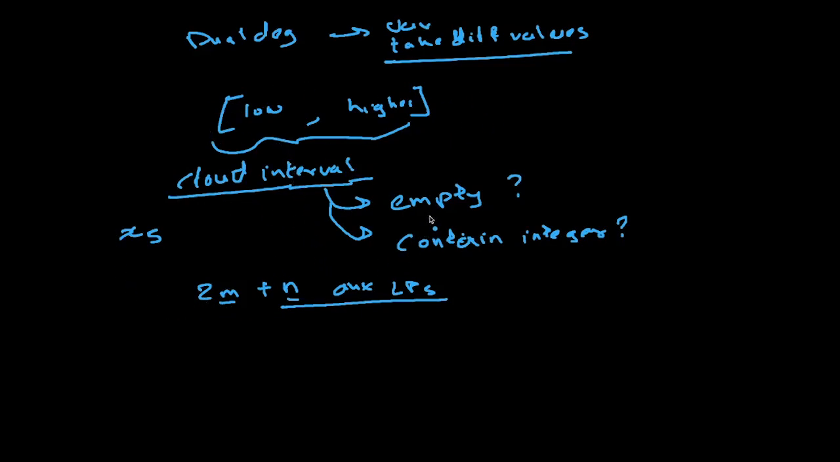Okay, so let's try to analyze these two questions: how many are empty, and how many of them contain integer values. Let's say we have a variable-to-constraint ratio which is greater than 2.0. Then it turns out that not a lot of them are empty.